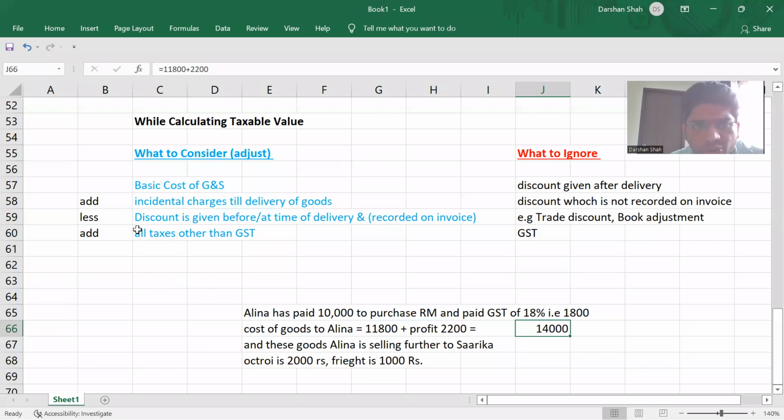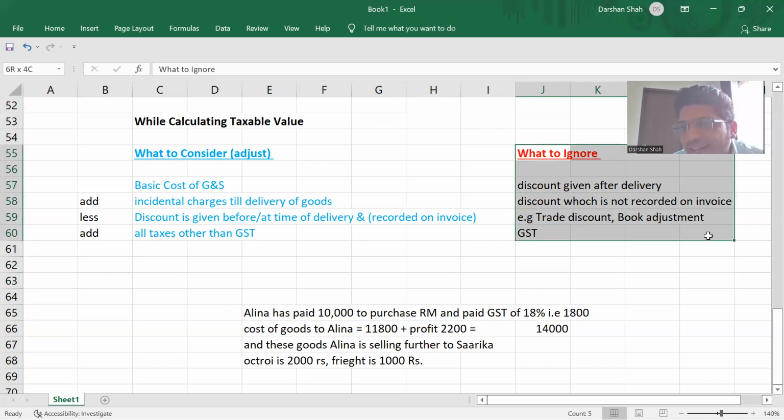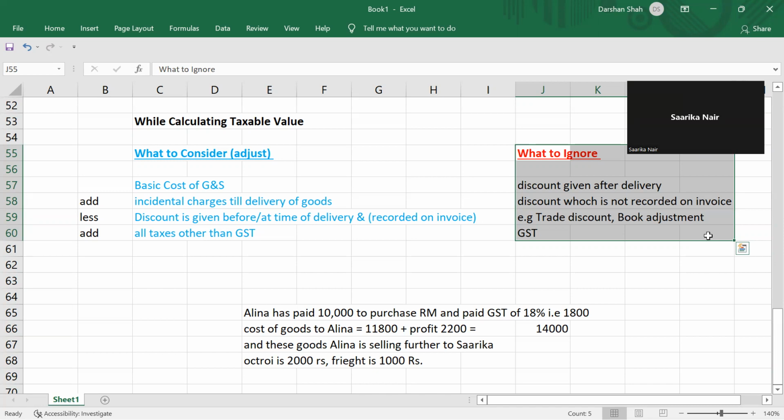So you just have to remember that when you calculate taxable value, you take all taxes other than GST, and if any GST is given, you'll just ignore it while calculating taxable value. Because the concept is GST cannot be charged on a value inclusive of GST. That is the whole concept. Okay. Is this clear? Yes, sir. All right. Next.